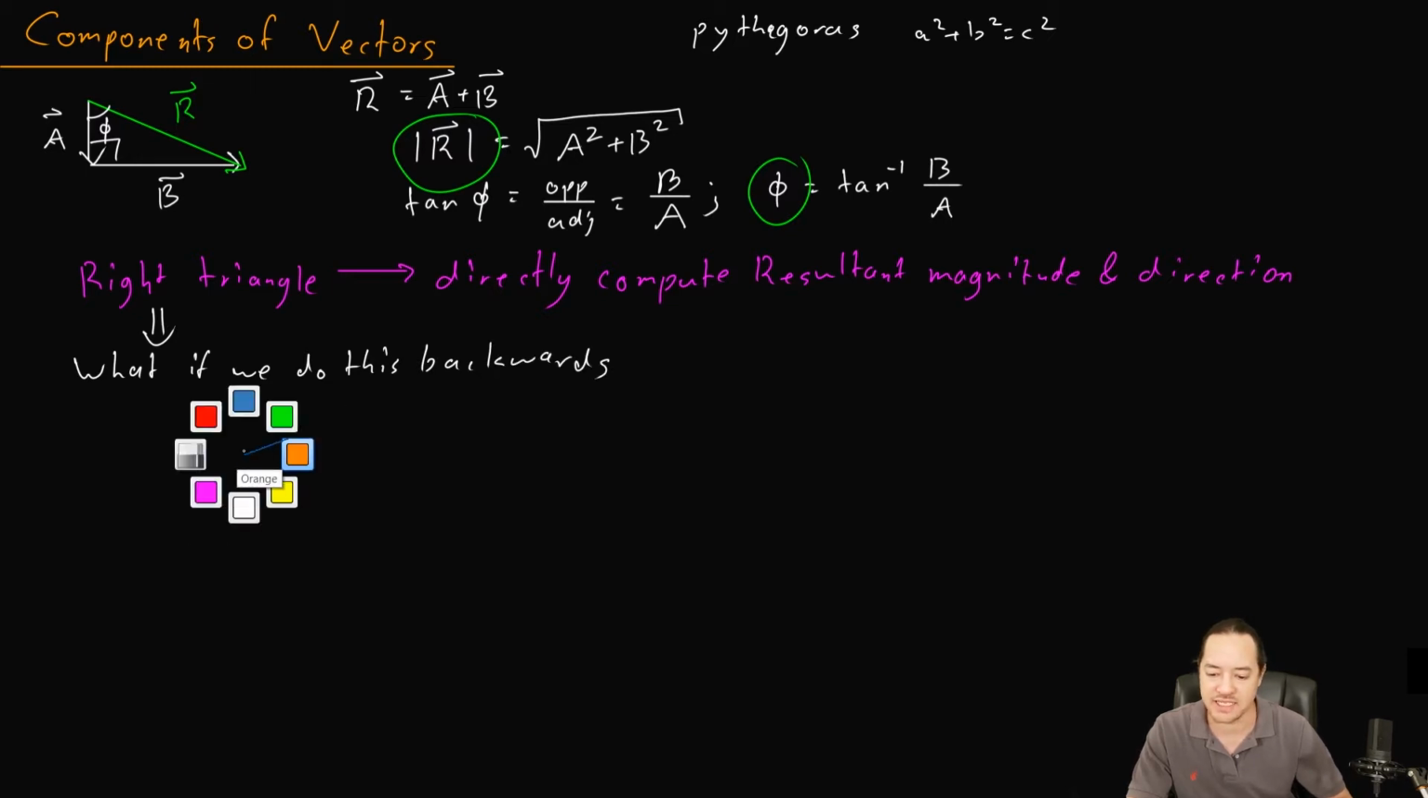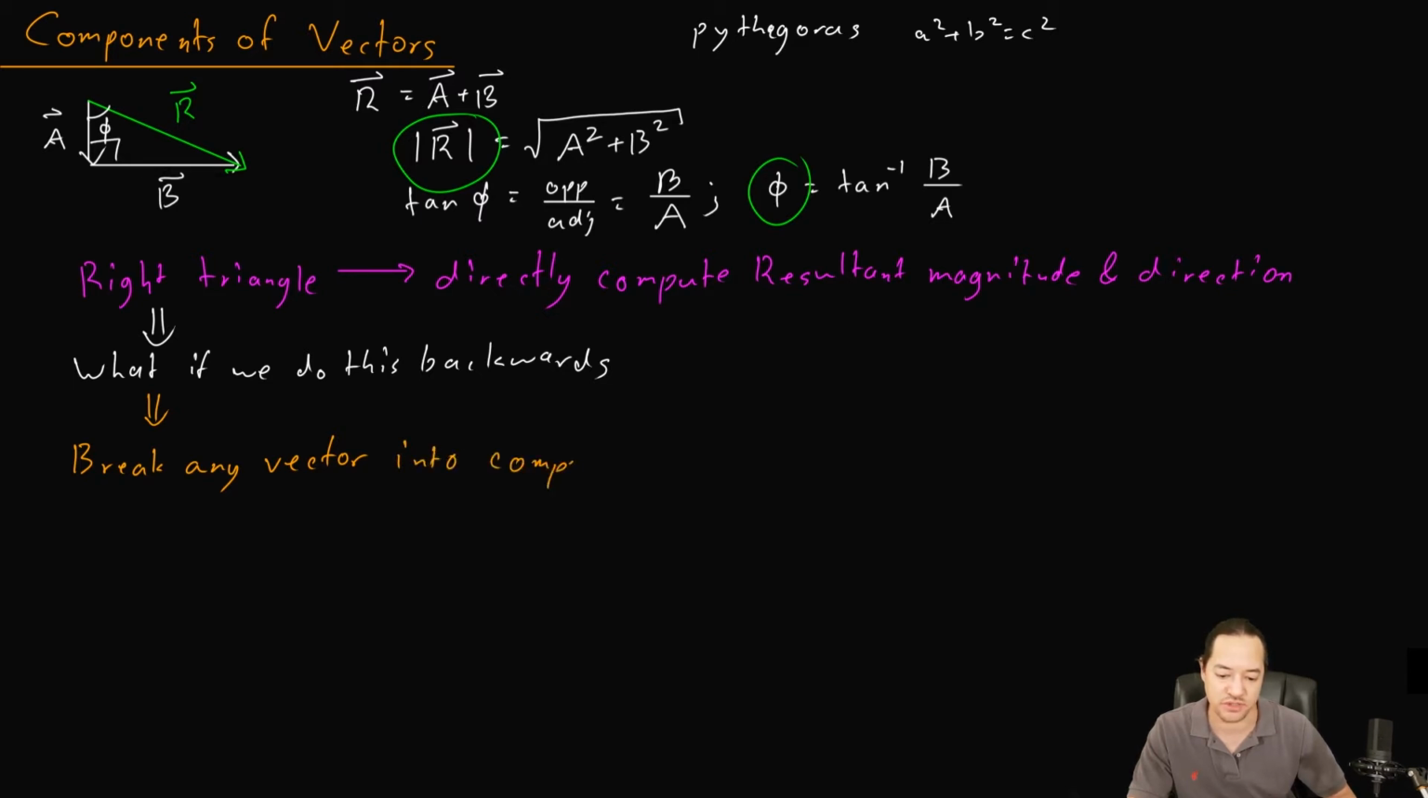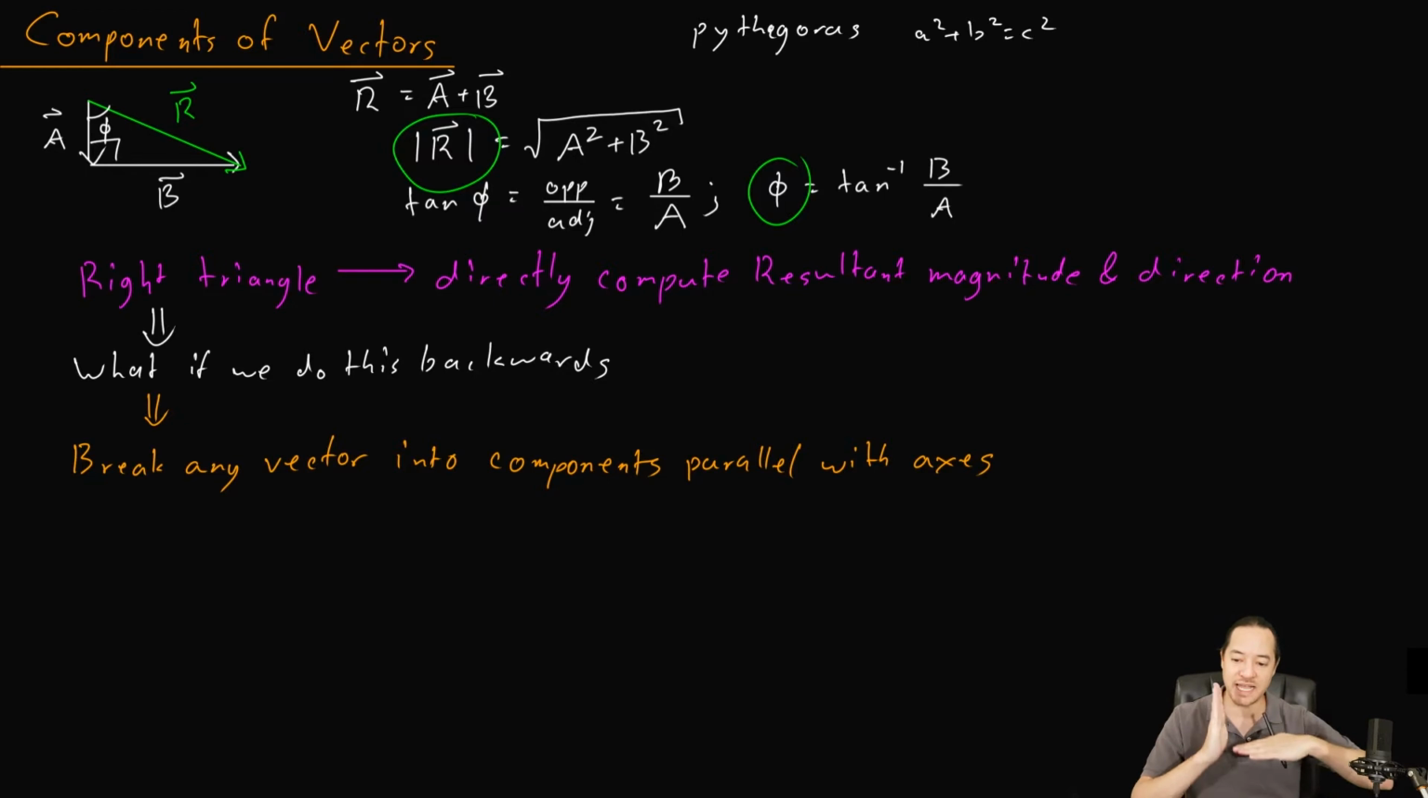Right? So now the idea is we're going to take any vector and we're going to break it into these kinds of components. And we want these components to be at 90 degrees to each other, so we create these right triangles. But more than that, we want these components to be parallel with our axes. Okay, so they're going to lie on the axes in that orientation.